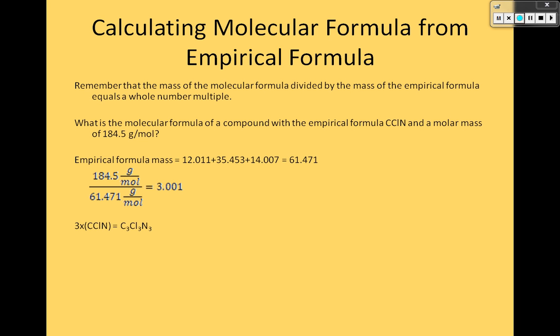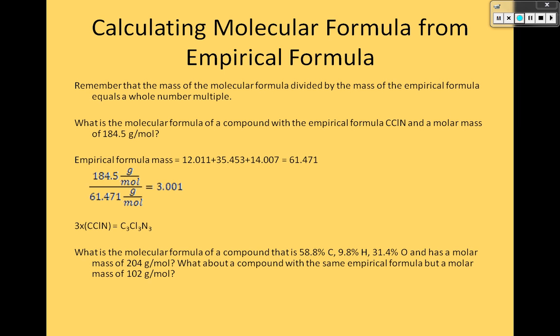So go ahead and do this problem. What is the molecular formula of a compound that is 58.8% carbon, 9.8% hydrogen, 31.4% oxygen, and has a molar mass of 204 grams per mole? Then, once you figured that out, what about a compound with the same empirical formula, but a molar mass of 102 grams per mole? So figure both of those out, and we're going to talk about them tomorrow in class.